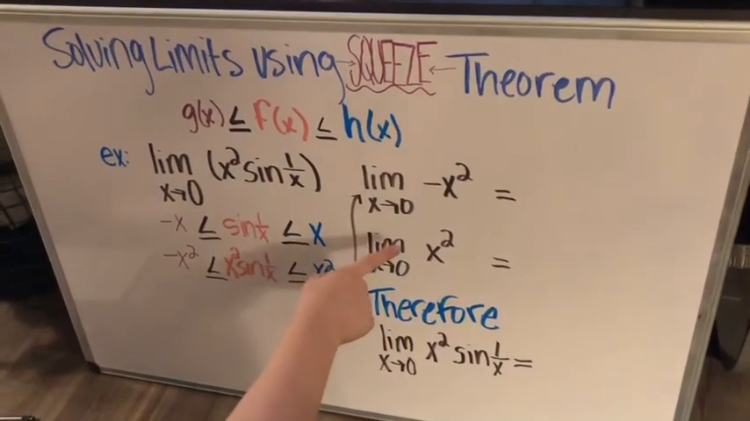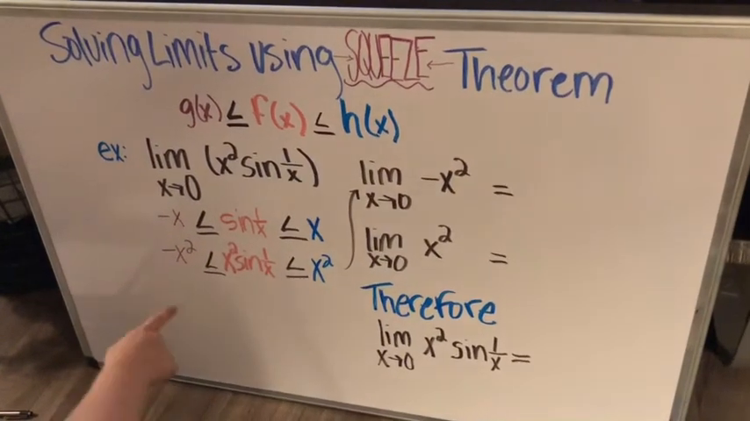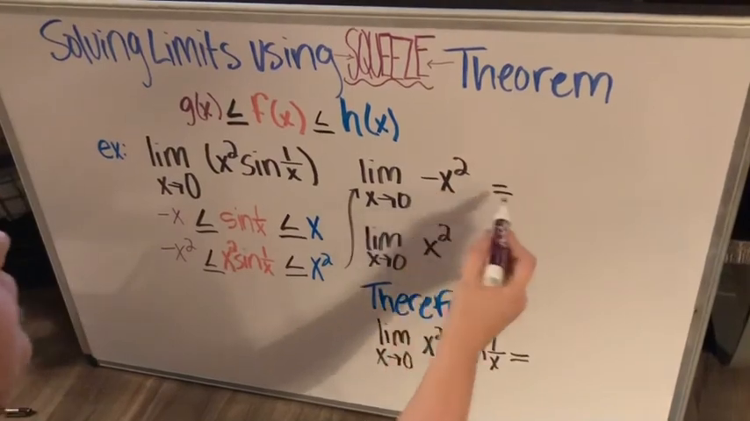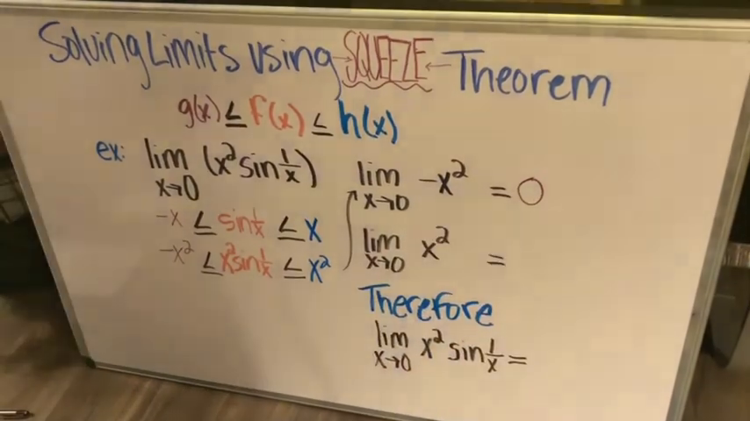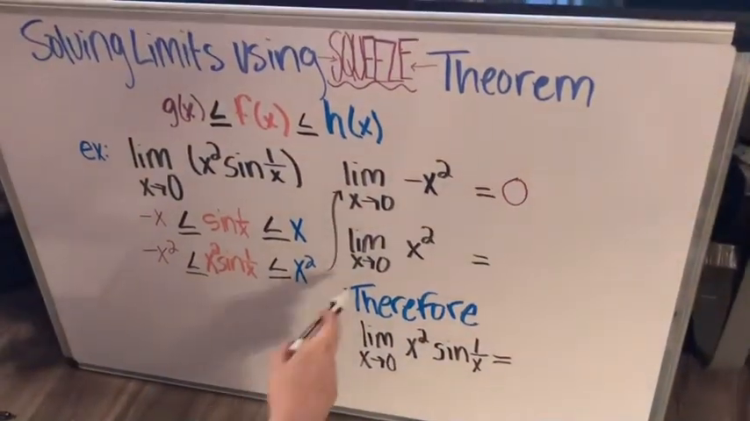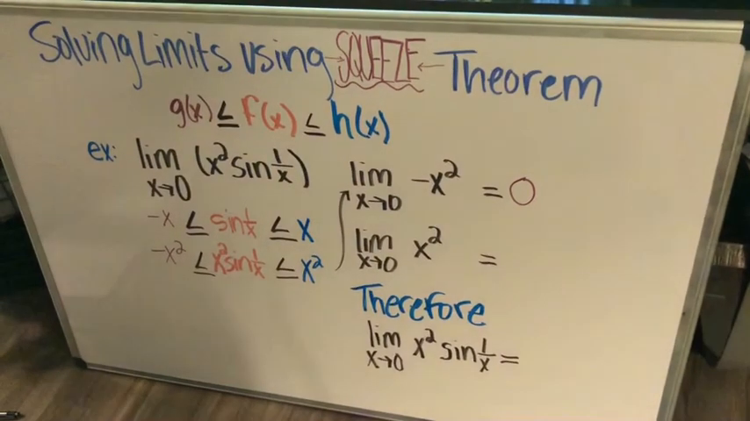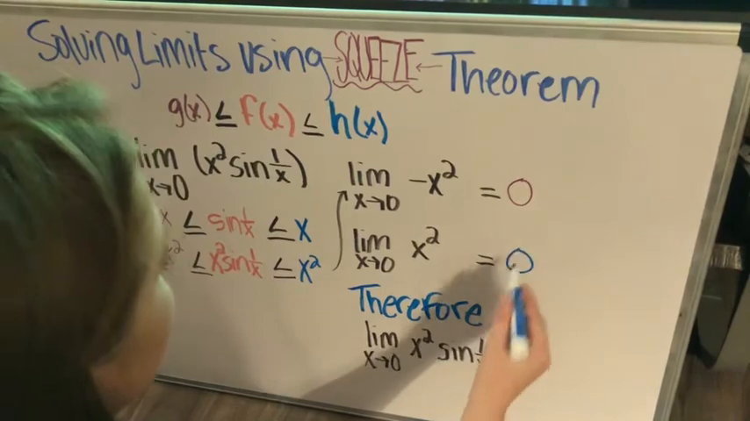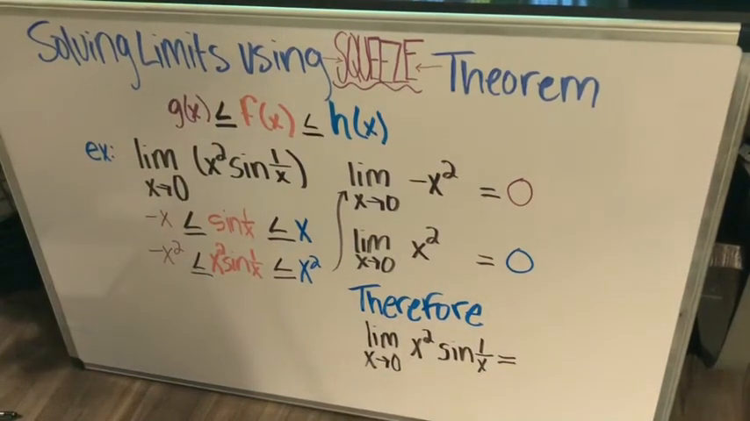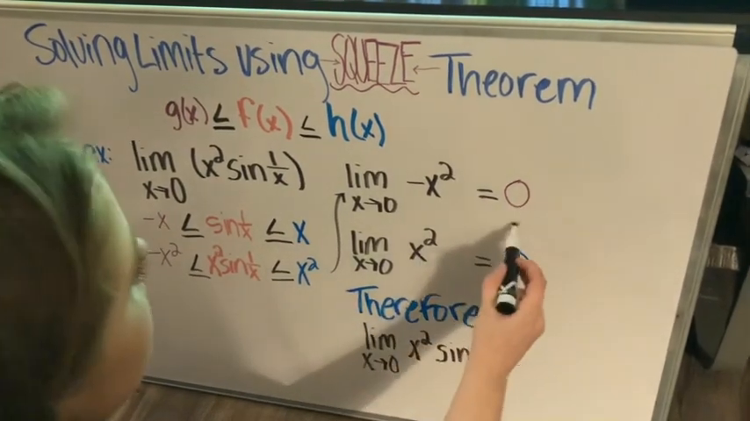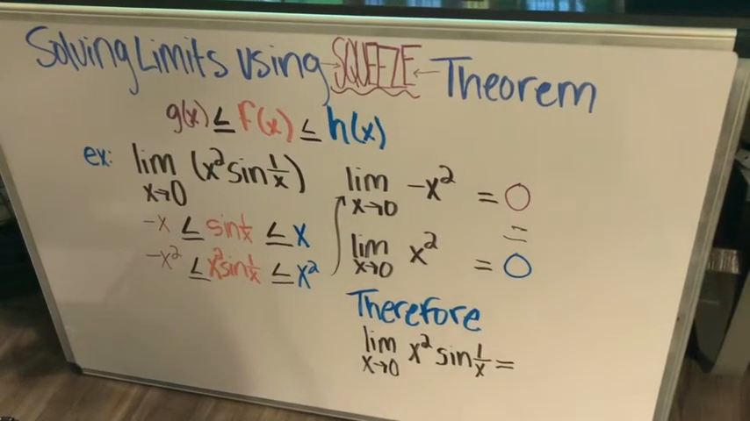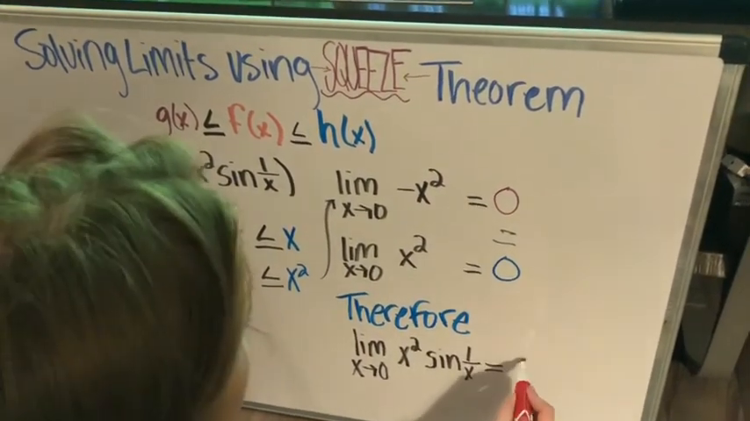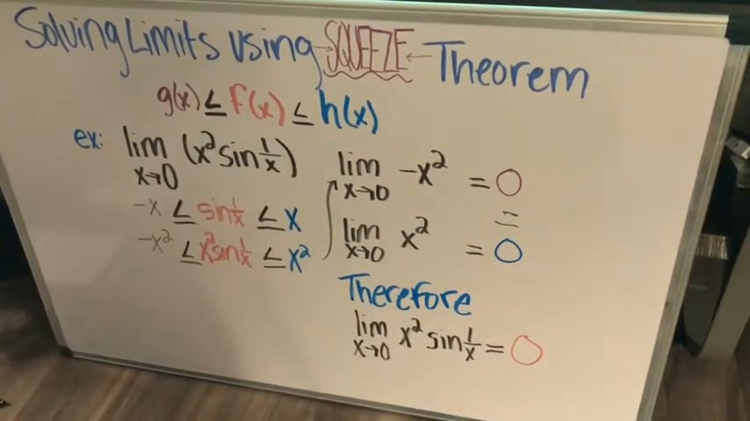So the limit as x approaches 0 of negative x squared, which is our g of x, is 0, since negative 0 squared is just 0. Now looking at h of x, the limit as x approaches 0 of x squared, 0 squared is still just 0. Therefore, 0 equals 0. Therefore, the limit as x approaches 0 of x squared sine 1 over x, f of x, is also 0.